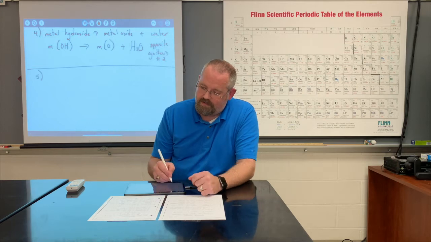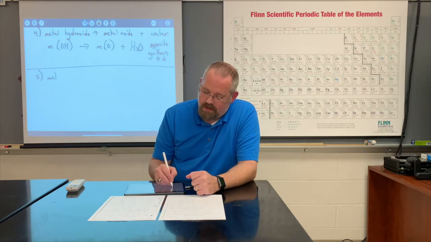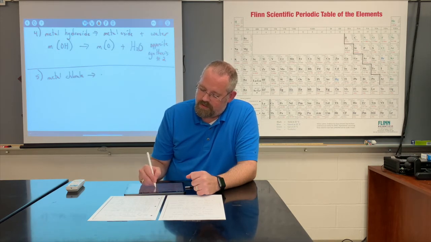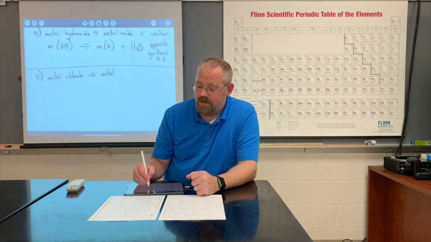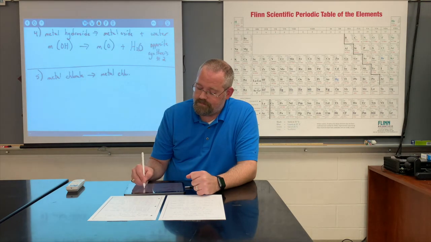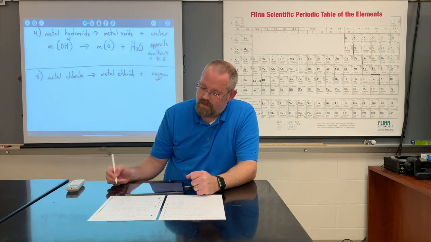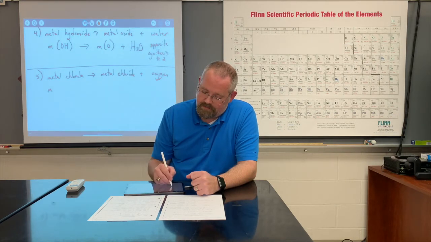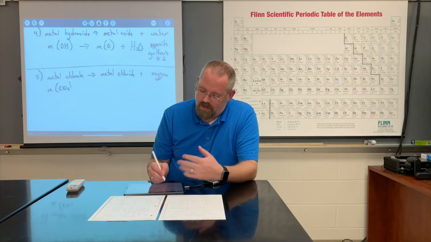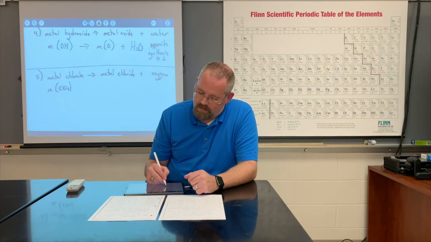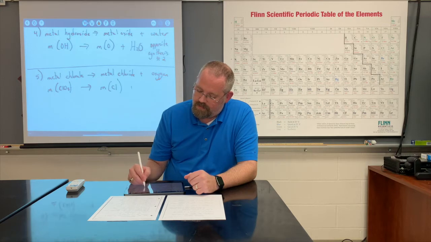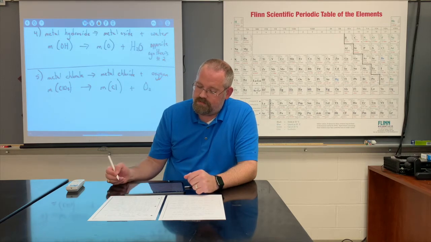Our fifth kind is a metal chlorate. Our metal chlorate is going to decompose into a metal chloride plus oxygen. So a metal ClO3 decomposes into a metal chloride plus oxygen.